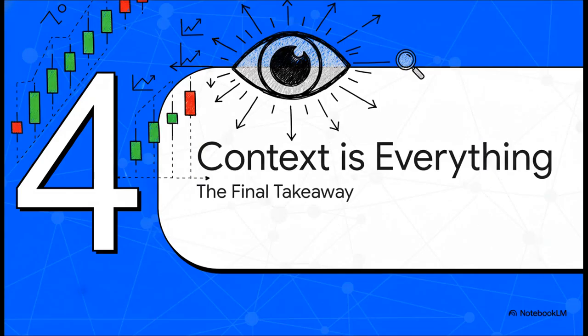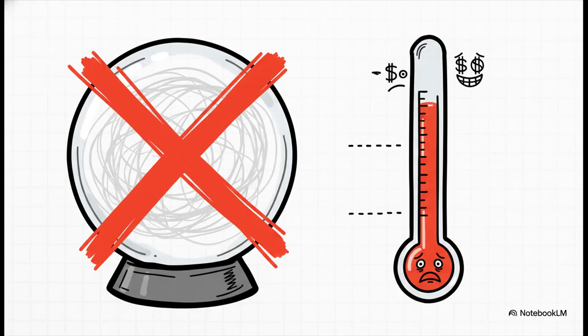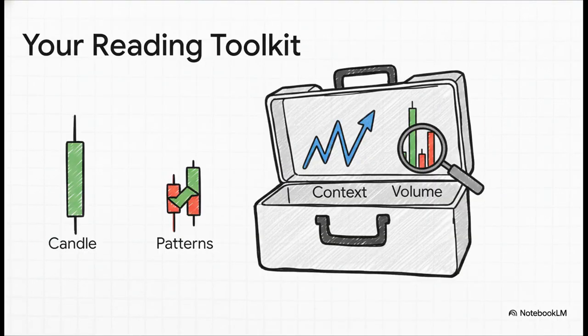All right, let's bring this all home. How does understanding the alphabet, the words, and the sentences actually change the way you see the market? So let's be super clear about something. Reading candlestick charts isn't about having some magic crystal ball to predict the future. It's about having a thermometer to measure the psychology of the market right now, to really understand the balance of fear and greed.